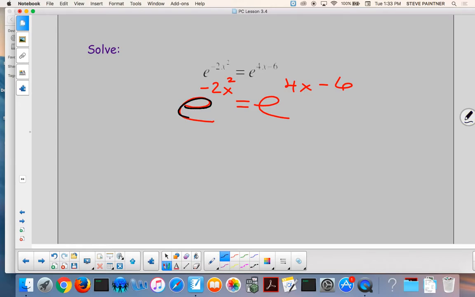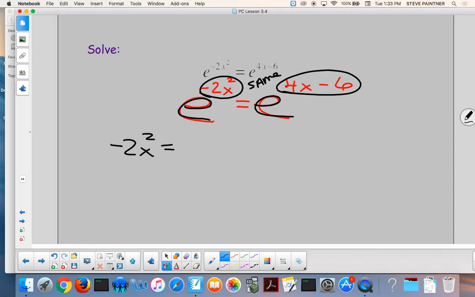Please tell me you did step 1. Step 1 said check to see if your bases are the same. Are your bases the same? Yes. So that means your exponents have to be what? The same number, right? So set them equal to each other. So when will 2x squared equal 4x minus 6? And you're supposed to be looking at that saying, that is a what equation? That's quadratic.